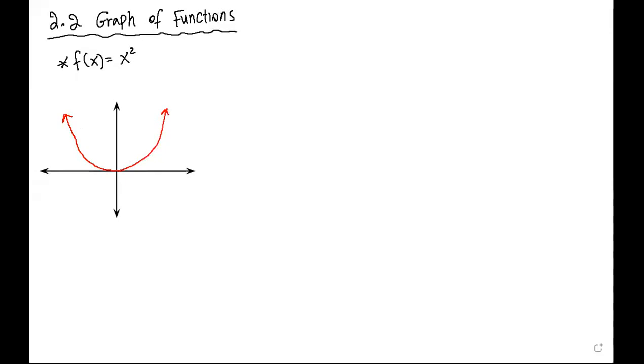Then we graph the function f of x equal x cubed. And the graph for this function also looks like this.